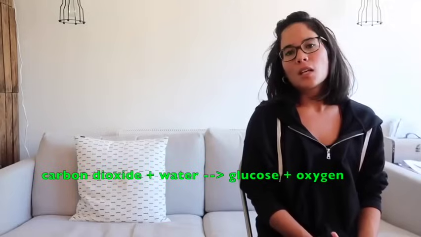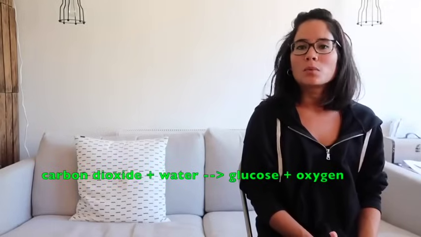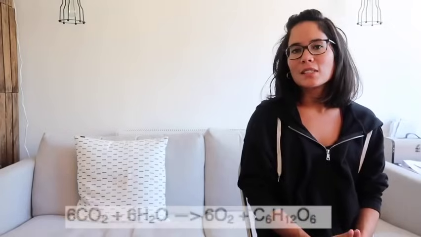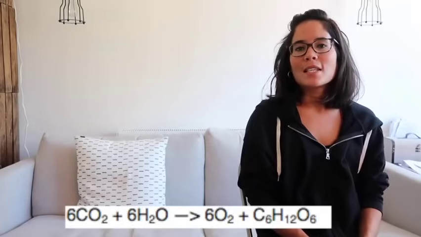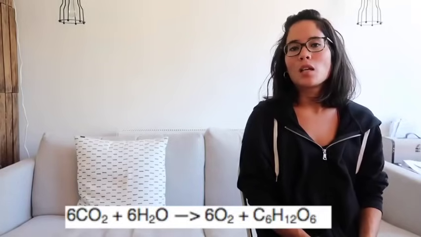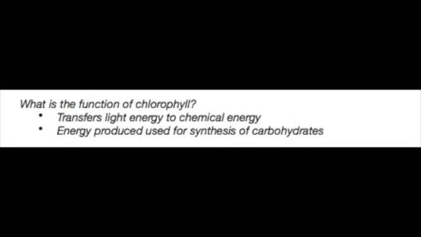So let's start by looking at the word equation for photosynthesis. Remember that it's carbon dioxide plus water forms glucose and oxygen. This is why it's such a great process, because of the huge volume of oxygen photosynthesis releases. In terms of the balanced symbol equation, try and learn this off by heart and remember that 6 is very important. So you've got 6 CO2 plus 6 H2O forms C6H12O6 plus 6 O2.